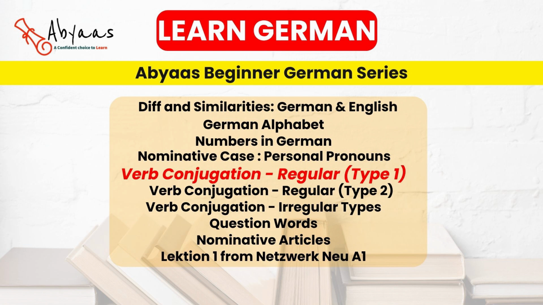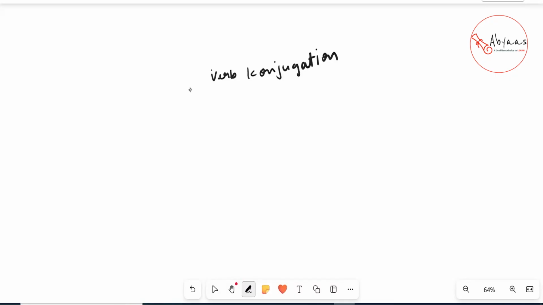We already covered personal pronouns. In this session, we will take the next step, learning how to use type 1 regular verbs. With this, you will be able to start learning real sentences in German. Let's begin. In the case of German, verb conjugation. In the case of English, it would be conjugation.